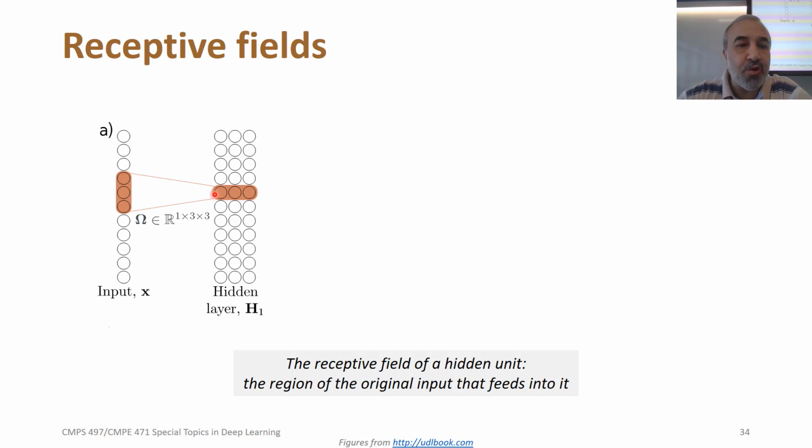Okay, very good. Now, to compute the value of this specific unit, not all of the 3, we know that it's a kernel size of 3, right? So it will be applied to these 3 values from the input. So the receptive field, the field of sight of that hidden unit, is these 3 values. Which means only these 3 values affect the value of this unit.